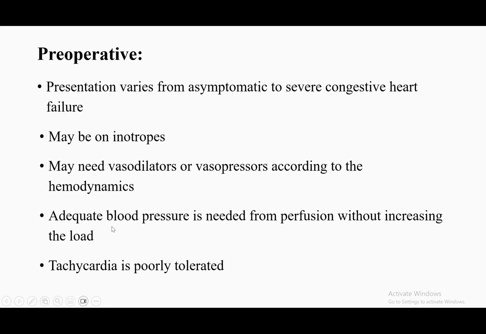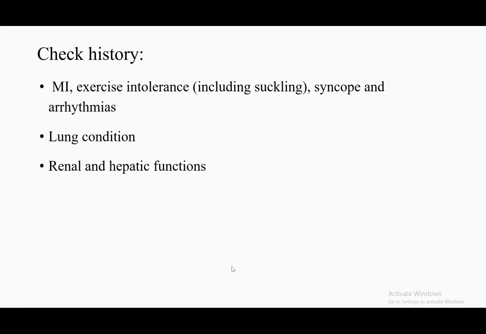So we should maintain adequate blood pressure but without hypertension. Tachycardia is poorly tolerated. But at the same time, in cases that are cardiomyopathic with mitral regurge, bradycardia is also poorly tolerated, so we should maintain a heart rate within normal. Check history: myocardial infarction, exercise intolerance, including inability to suckle well, syncope and arrhythmias, lung condition, sometimes the lungs are congested, renal and hepatic functions.